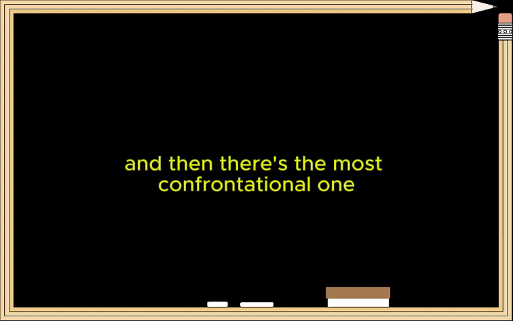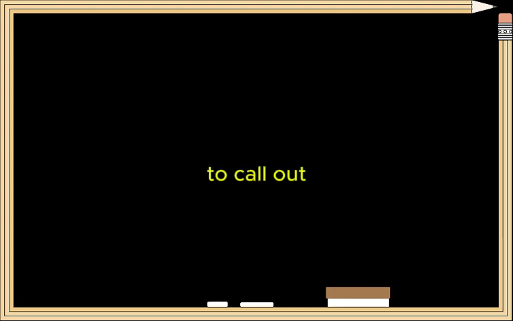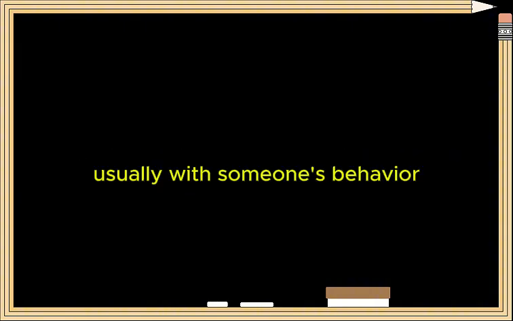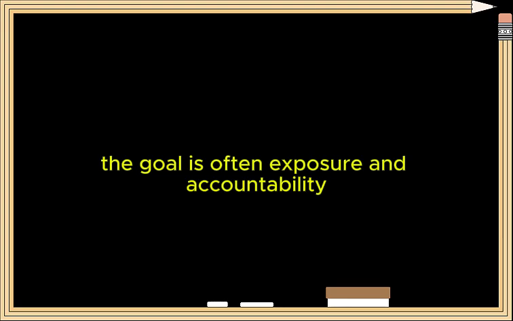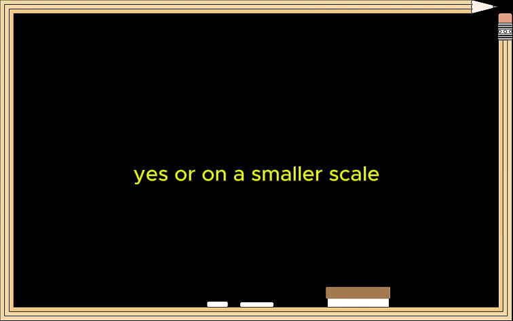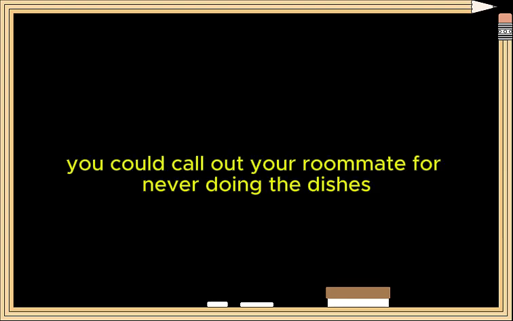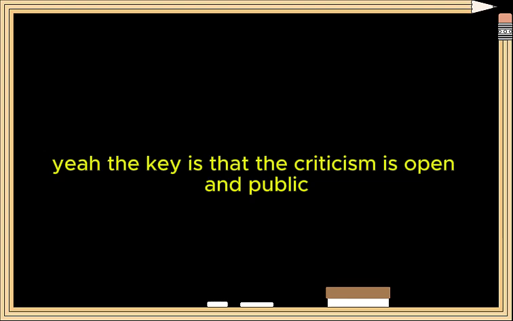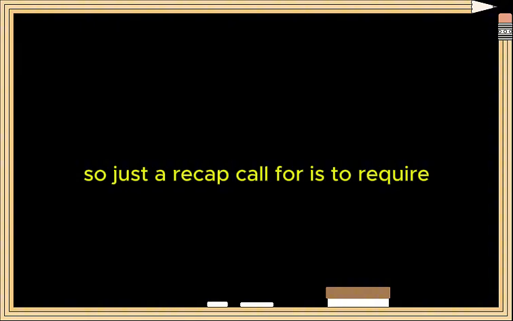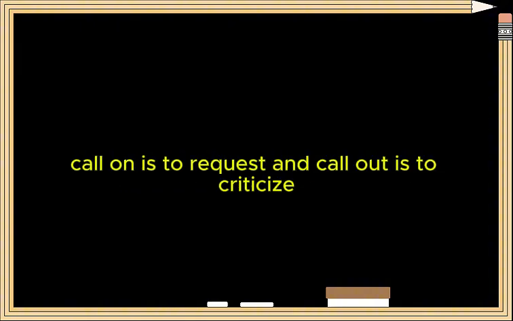And then there's the most confrontational one, to call out. To call out means to publicly criticize or point out a problem, usually with someone's behavior. The goal is often exposure and accountability. So you could call out a company for unethical practices? Yes. Or on a smaller scale, you could call out your roommate for never doing the dishes. The key is that the criticism is open and public, not private. You're trying to force a change. So just to recap, call for is to require, call on is to request, and call out is to criticize.